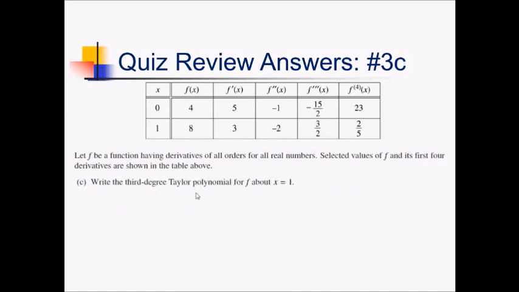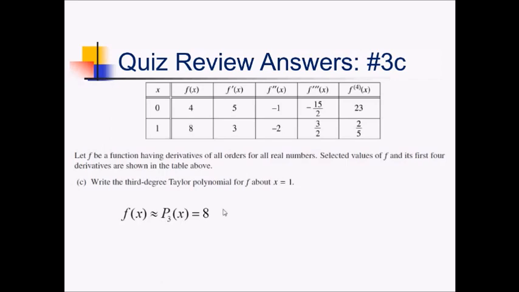On this problem, they want the third degree Taylor polynomial for f about x equals 1. So this is kind of interesting. We're changing the center to 1 instead of 0, so no longer a Maclaurin series. This is going to start with f of 1, which is just 8. So I'm going to call this p sub 3 now.